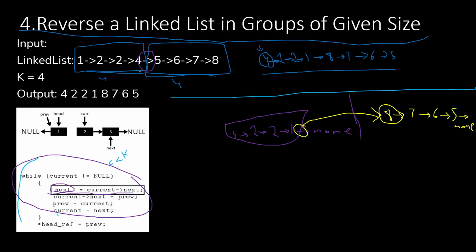We have the next address, which is 5, which is not none. So if it is not none, then we have to use recursion. The recursion, similarly, will reverse the whole linked list of the next group, which is 8, 7, 6, 5, and again it will check if there is a next element. Current dot next, is it none? No, it is not none. So in the second iteration, it will stop the recursion.